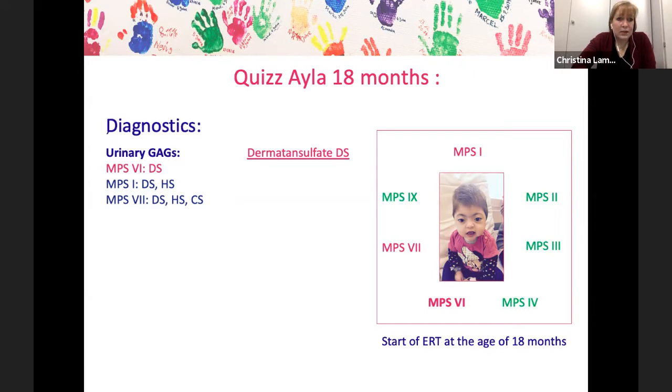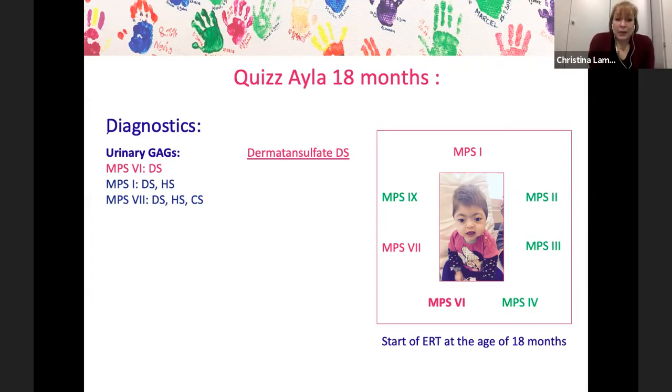What we know is that only MPS 6 is excreting only dermatan sulfate, while MPS 1 should also have some heparan sulfate, and also MPS 7 should have some heparan sulfate in urine. Actually, the heparan sulfate is very important in the MPSs because it's the GAG that is also leading to a cognitive involvement. So for example, in MPS 3, you have only heparan sulfate stored, and this is leading to the cognitive involvement.